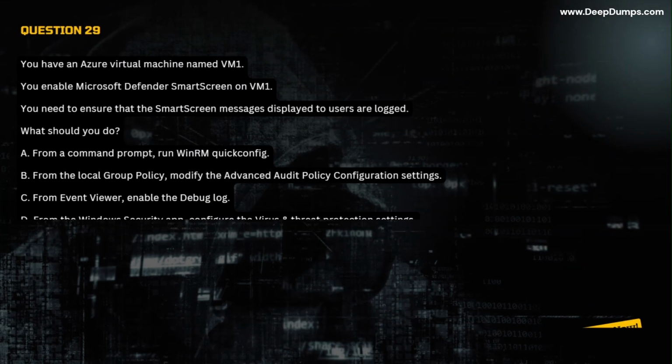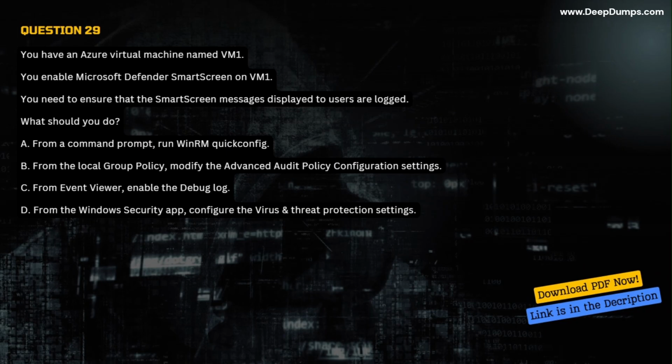Question 29. You have an Azure virtual machine named VM1. You enable Microsoft Defender SmartScreen on VM1. You need to ensure that the SmartScreen messages displayed to users are logged. What should you do? A. From a command prompt, run winrm quickconfig.